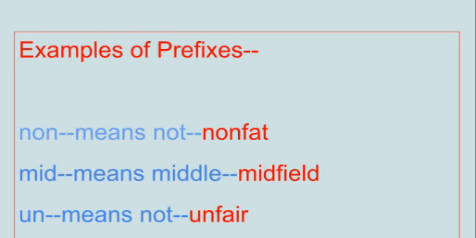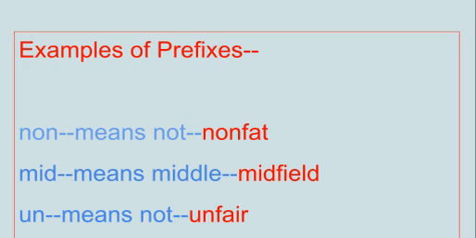The first one is non. This means not. When you add non to fat, you get non-fat, which means not fat. The next one is mid. Mid means middle, in the middle. If you add mid to field, we get the word midfield, which means we're in the middle of the field. We have the prefix un, which means not also. If you add it to fair, we have unfair. This means something was not fair.